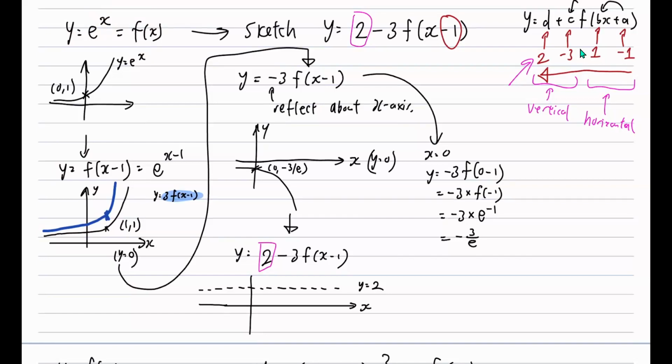Then if I move up by 2 units, it means I will pass through this point here, 0 comma negative 3 over e, plus 2. So the graph will look something like this. Does it make sense? Okay, good.